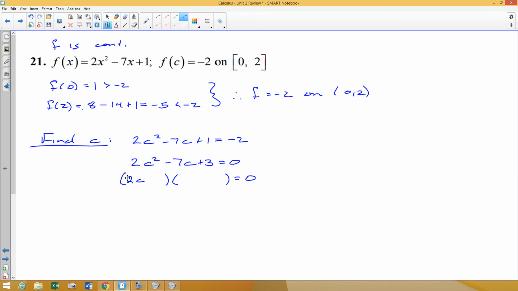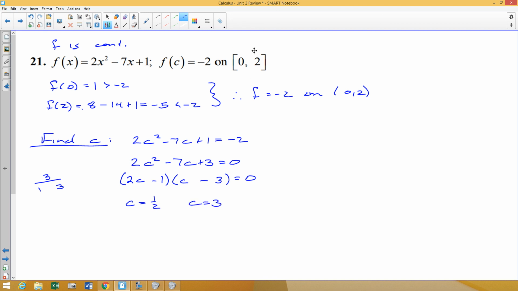I know my first two have to multiply to give me 2c squared. My last two have to multiply to give me a 3, and there are only two numbers that multiply to 3. I think 1 and 3 is going to work. If that doesn't work, then I'll try 3, then 1. But if I do 2c times 3, that is 6c. 1 times c is 1c. And that can give me a negative 7 if they are both negative. So I'll try minus 3 to get my negative 6 and minus 1 to get my negative 1. And just double checking, negative 1 times negative 3 is positive 3. So it does factor. And then my solutions, c equals 1/2 and c equals 3.